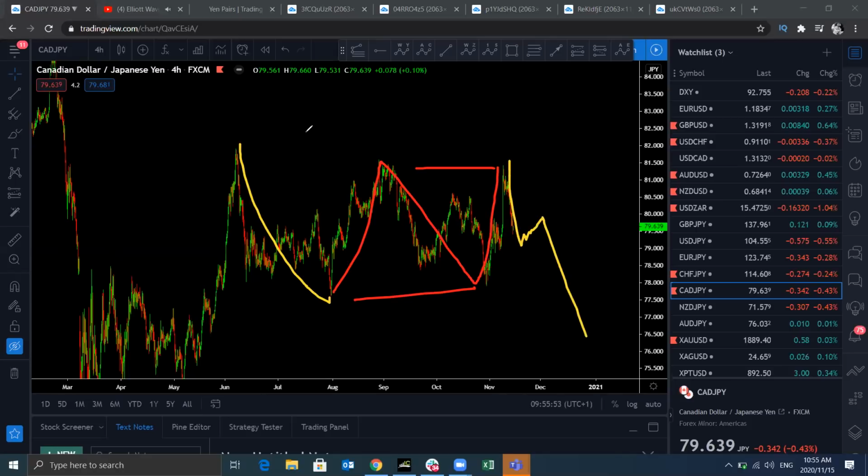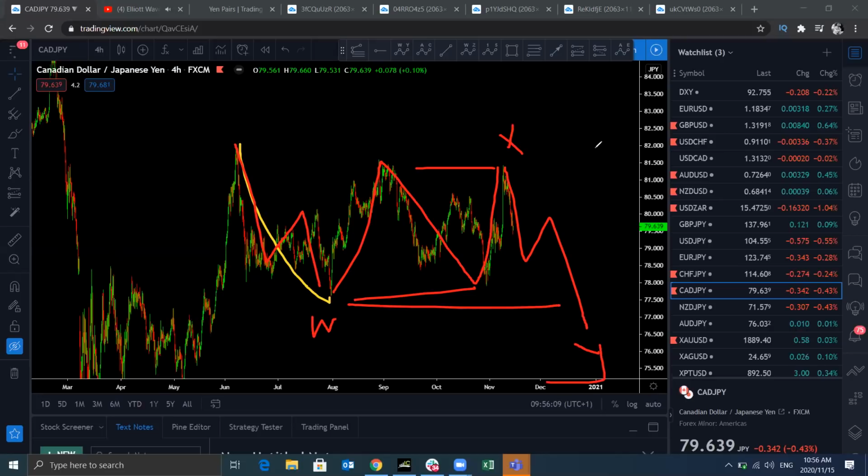Why is the structure like that? You're looking for these 3 waves down, 3 waves up, 1, 2, 3 as well. So a simple structure here that will give you a WXY structure in the red degree here. WXY, you're expecting this move. Look for CAD yen to come and take this low here.